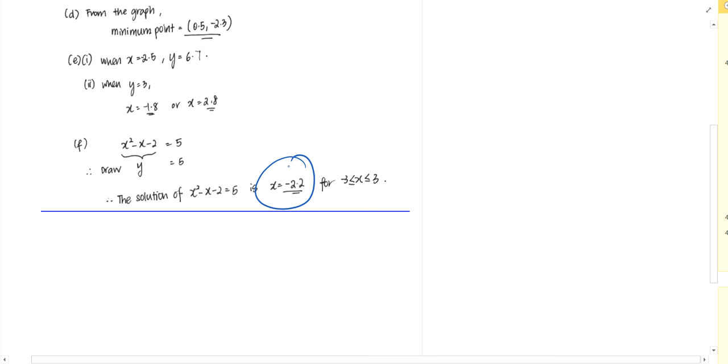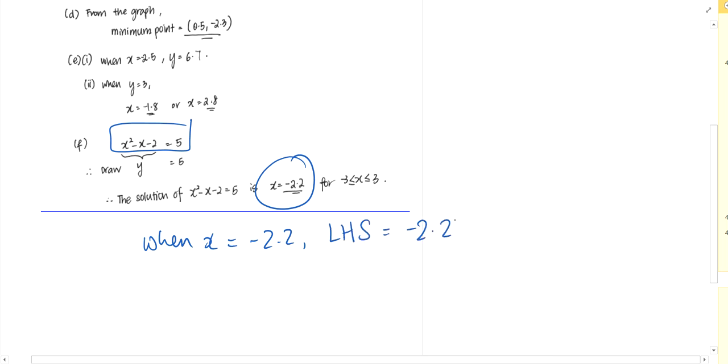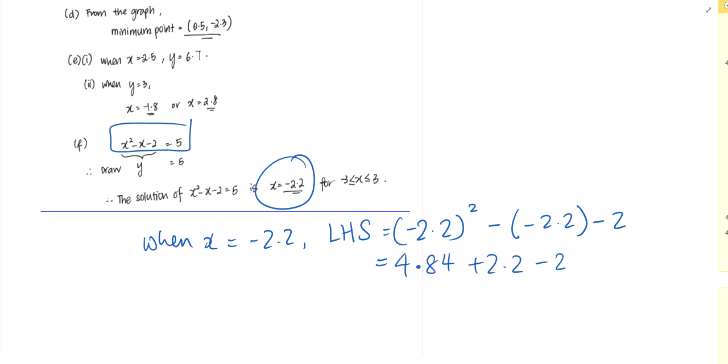Okay, so in order to check our answer, we can try substituting it back into our original equation. So this is our original equation. When x equals -2.2, the left hand side equals (-2.2) squared minus (-2.2) minus 2. So let's evaluate this. On the left hand side, it evaluates to give us 5.04, which is quite close to the right hand side. So therefore we know that our answer should be quite accurate.